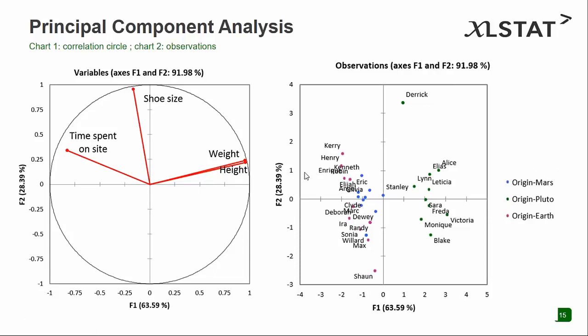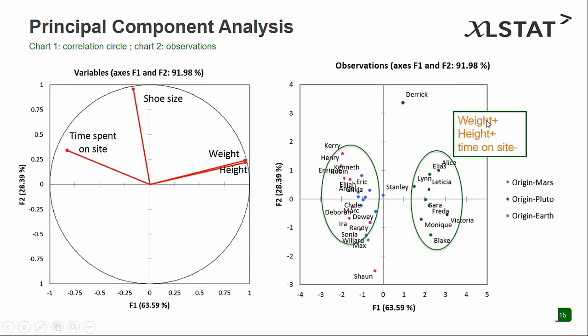Then on the observation plot of the PCA, we noticed that there were two clusters appearing. Our customers are split into two groups, or two segments. One segment is associated with high weight and high height, and less time spent on the website. And the other group is the opposite: low height, low weight, and more time spent on the website. And there were specific outliers: Derek and Sean, who had a large shoe size for Derek and a small shoe size for Sean.